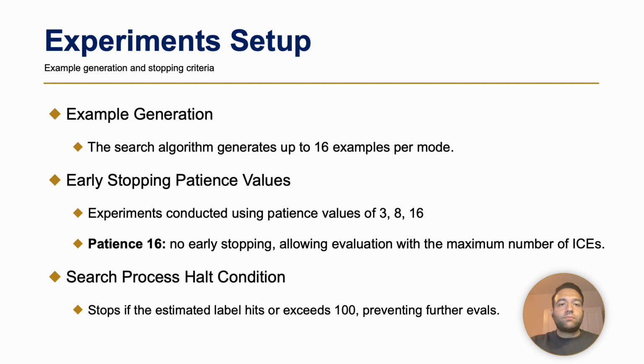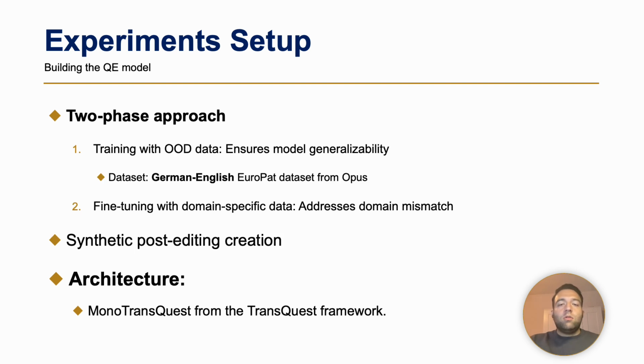Our proposed methodology requires a sentence-level QE model to effectively guide the selection process of the search algorithm. Given the success of domain-specific QE models in previous research, we developed our own domain-specific QE model to enhance the selection process. This development involves two key phases. In phase one, we trained a QE model using out-of-domain data to ensure generalizability. We used the German-English Europarl dataset from OPUS to develop our generic QE model.